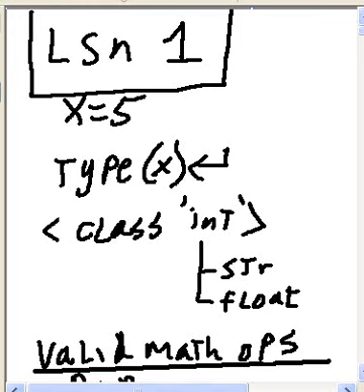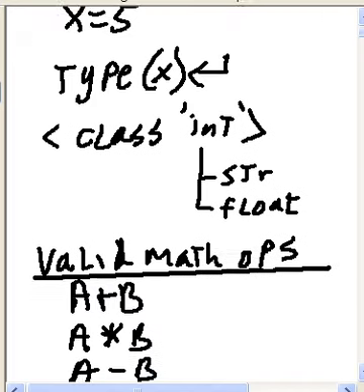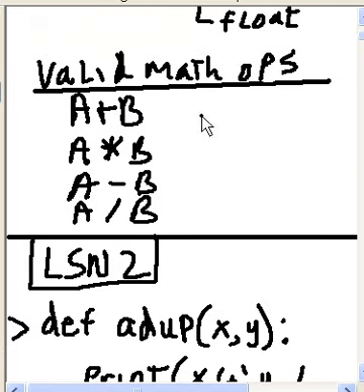Well, this is a summary of the first 5 lessons of Python. Lesson 1, x equals 5. Type x, class int, or class string or class float. Those are the different classes. Valid math operations: a plus b, a times b, a minus b, a divided by b.